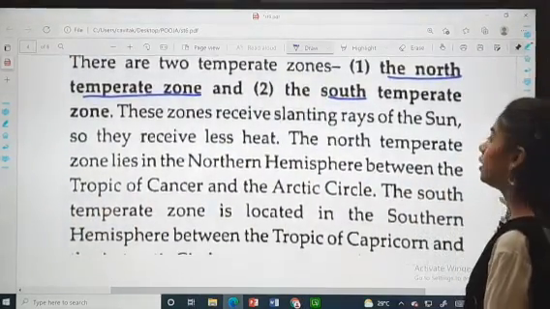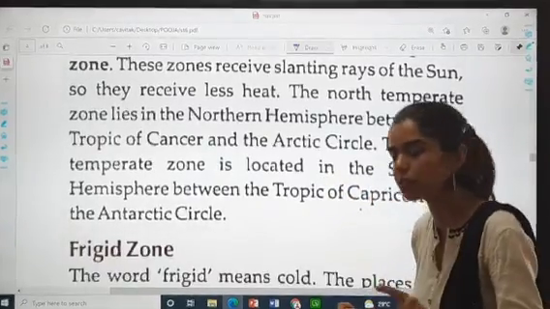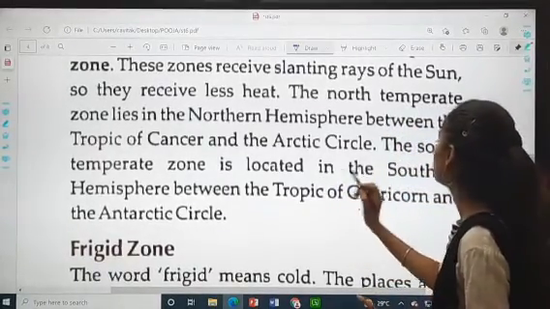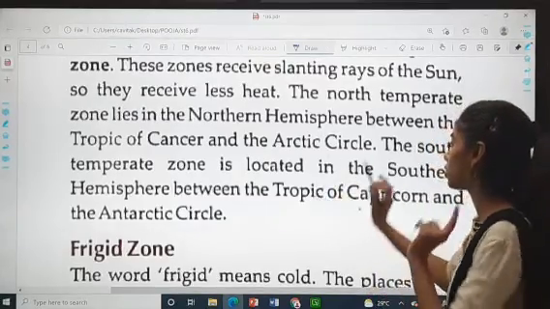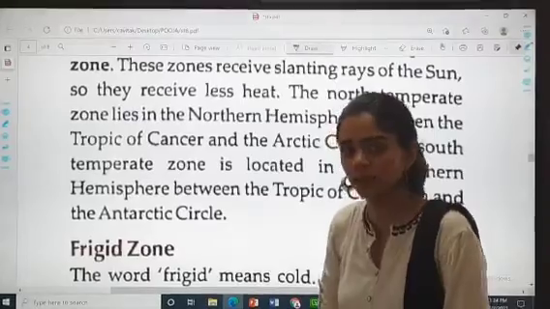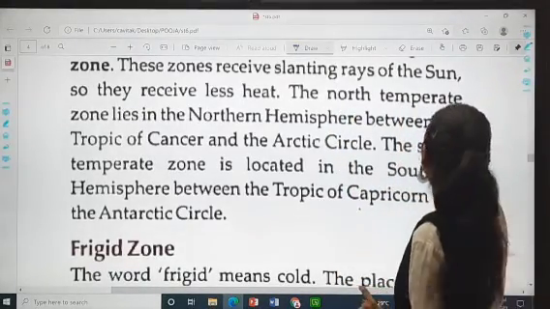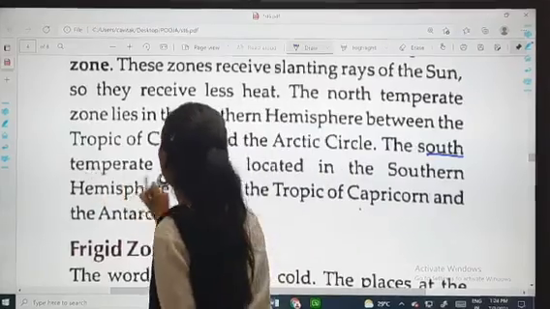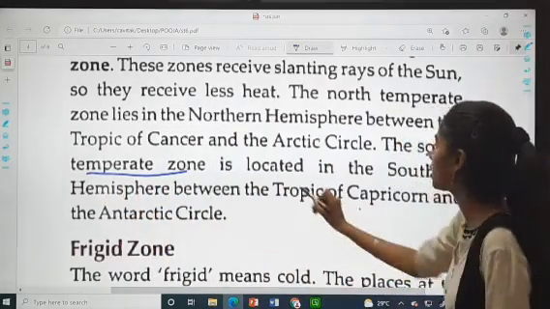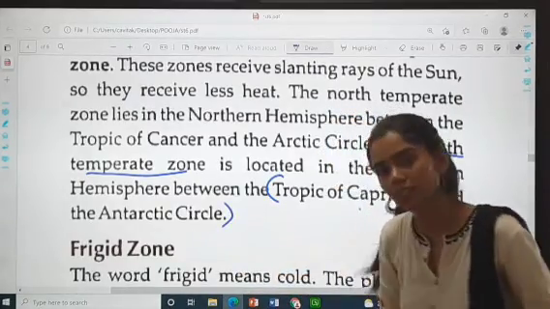See, the South Temperate Zone is located in the Southern Hemisphere between the Tropic of Capricorn and the Antarctic Circle. Is it clear? So our South Temperate Zone, where is it? It is between the Tropic of Capricorn and the Antarctic Circle.